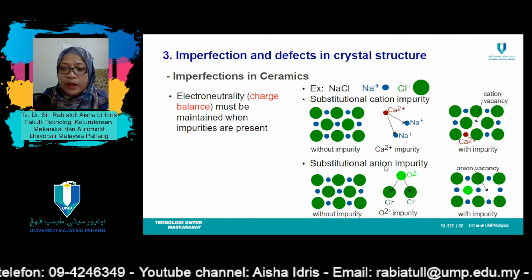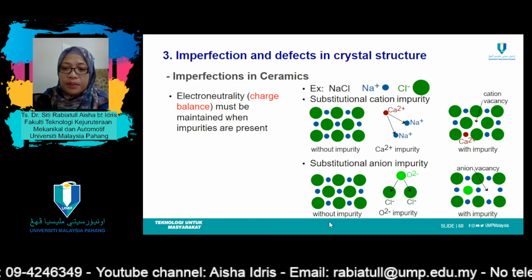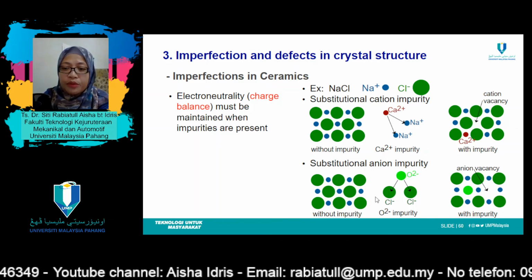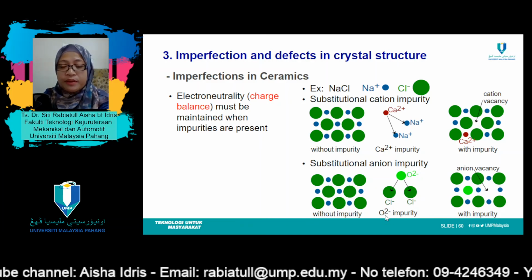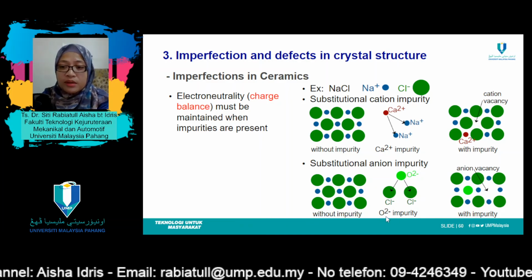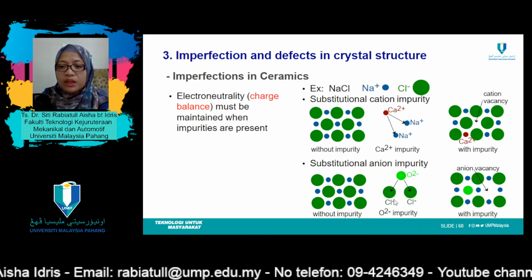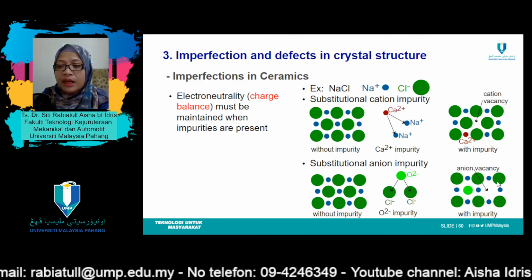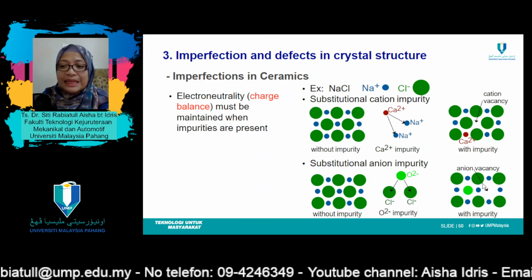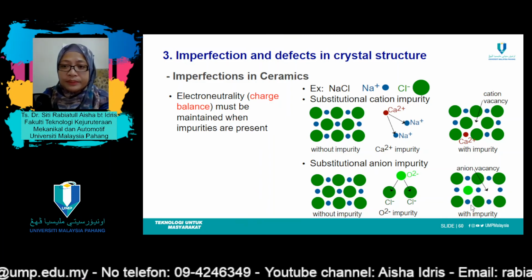Same goes to anion impurity. For example, this is without impurity, and suddenly oxygen impurity exists in the crystal structure, which will attract chloride towards it, and finally there will be anion vacancy in that crystal structure.